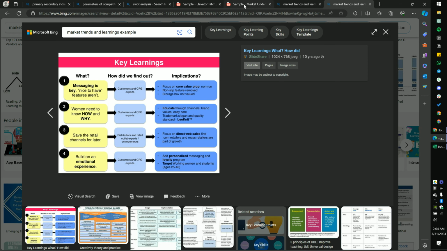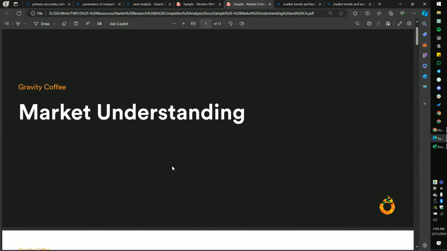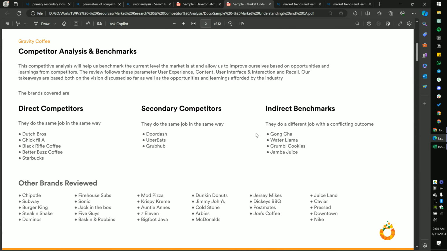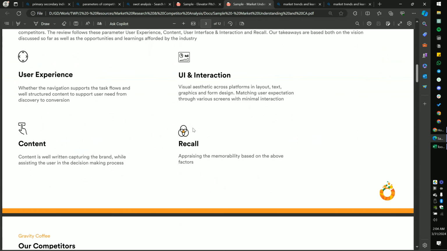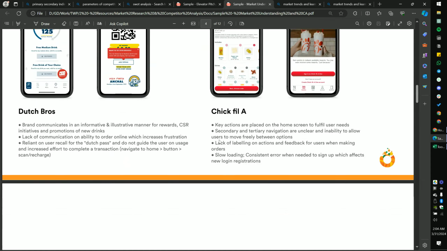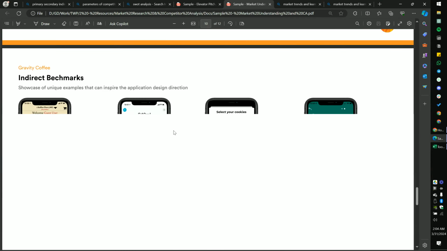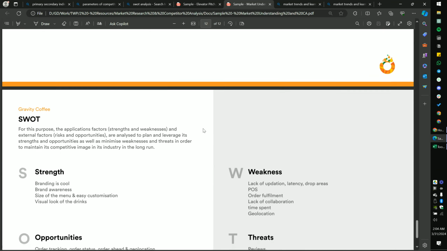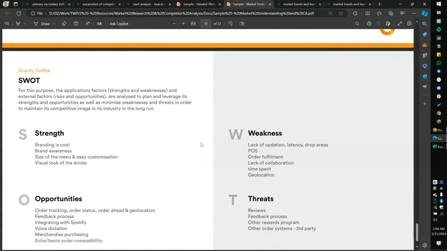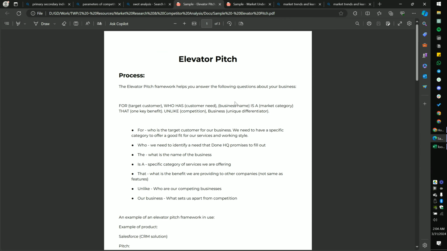Again, I have attached another example here that was done by a UX designer. So having a designer is always good. You can do something like this, where you can list out all the direct, secondary, indirect competitors and benchmarks. You can say, here were my parameters of analysis. And then you can show the competitors, primary, secondary, and so forth, ending with the SWOT and the market trends and learning. I believe there was no elevator pitch for this one, but again, as I said, I'll attach an example for that too.